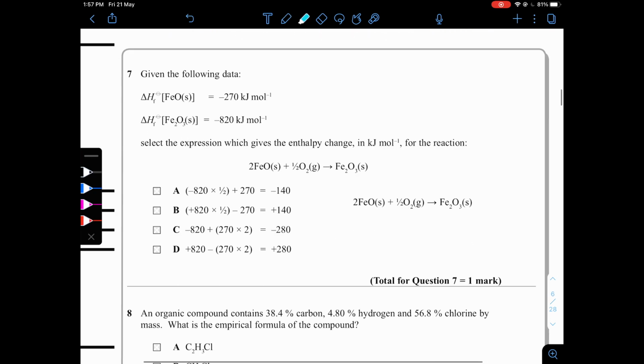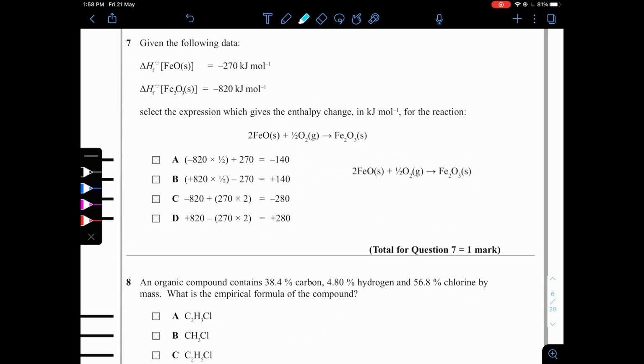Okay, so next question, question number 7. So you've been given these values. Select the expression which gives the enthalpy change in kilojoules per mole for the reaction: 2 FeO solid plus half O2 gives us Fe2O3. So they've given us half the answer already.